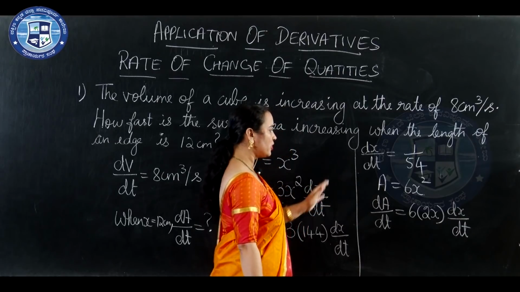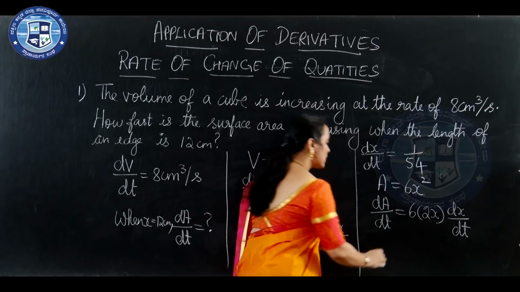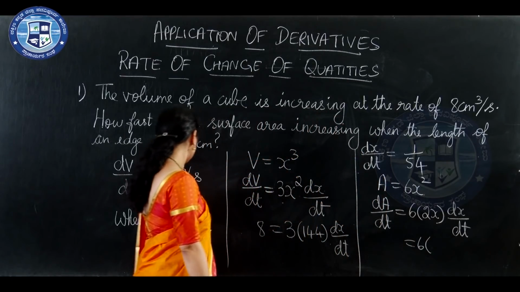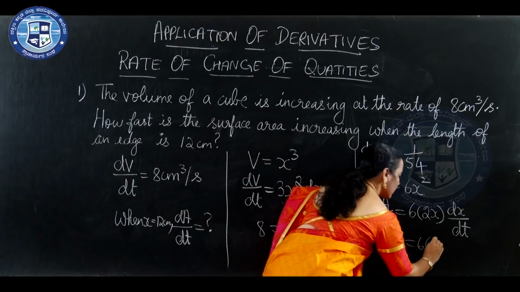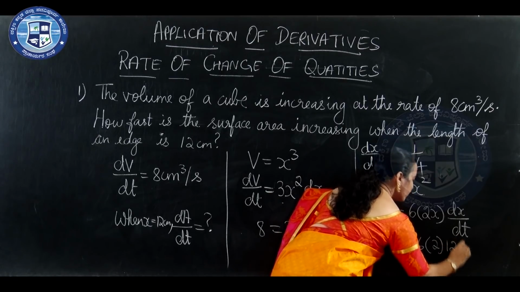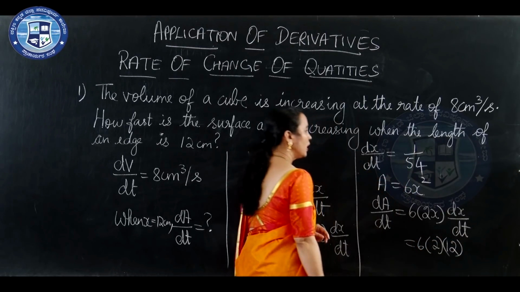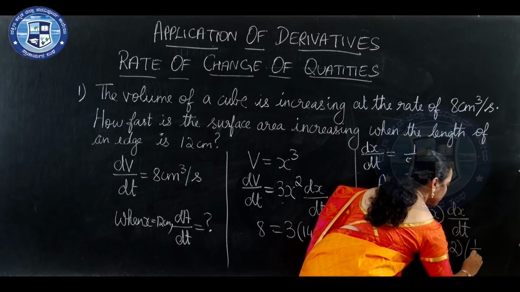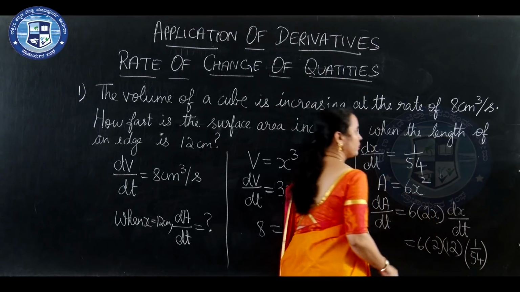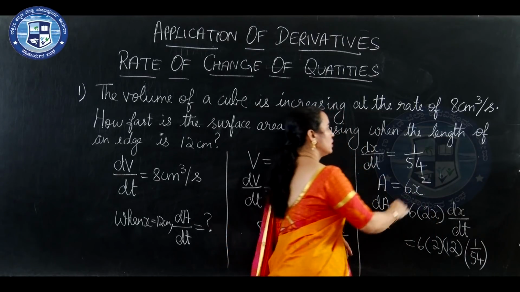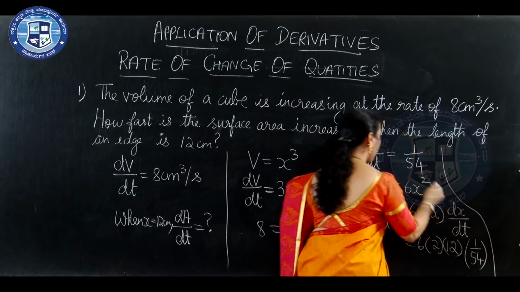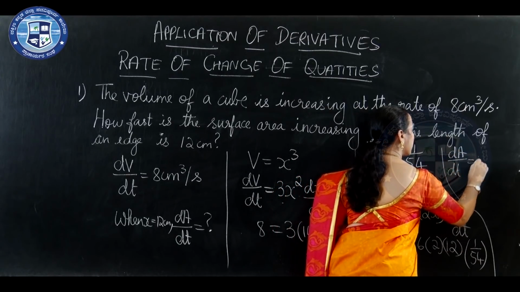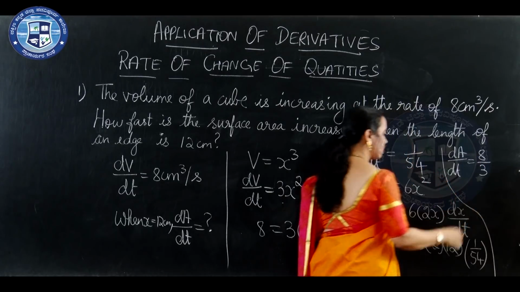Now, substitute all the values that you have. 6 into 2 into x, which is 12, into dx by dt, we got it as 1 by 54. So, 1 by 54. So, when you simplify all these, you will be getting dA by dt is equal to 8 by 3.